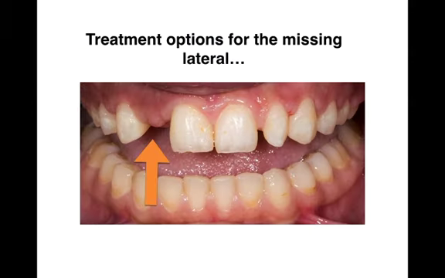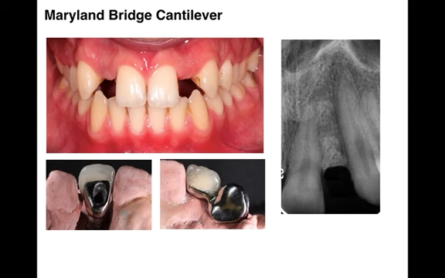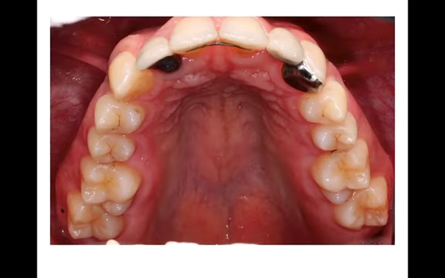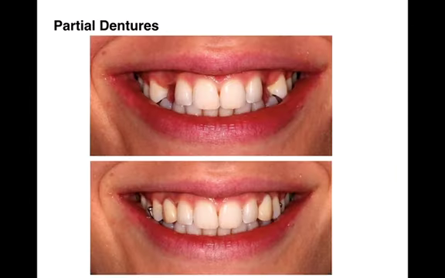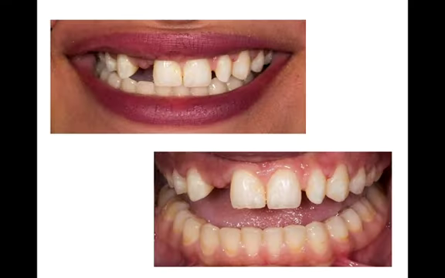Now, when we have a missing lateral incisor, the restorative options are either a Midline bridge, if we don't have enough interradicular space, or as in this one, or you can go for a partial denture, or the best option is to go for an implant.